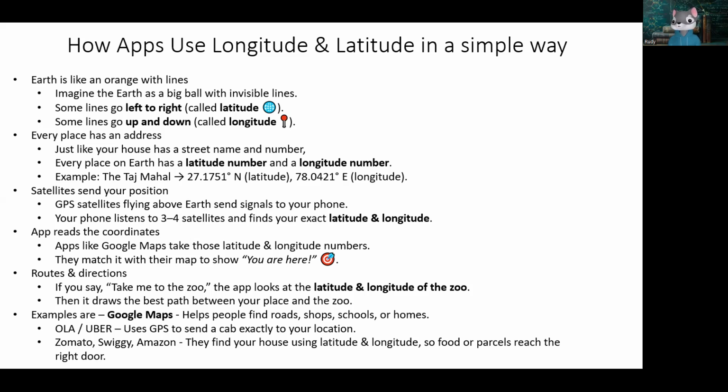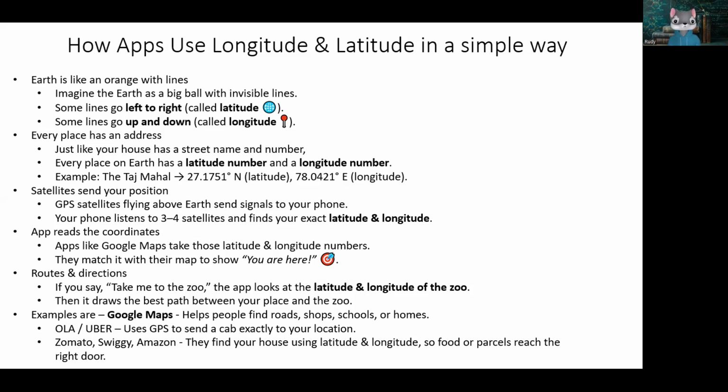The GPS satellites send signals to your phone. Your phone listens to at least 3 or 4 satellites and finds your exact latitude and longitude. Apps like Google Maps take those latitude and longitude numbers and match them with their map to show if you are at the right destination or not. They find the routes and directions. If you say, "Take me to the zoo," the app looks at the latitude and longitude of the zoo. Then it draws the best path between you and the zoo.